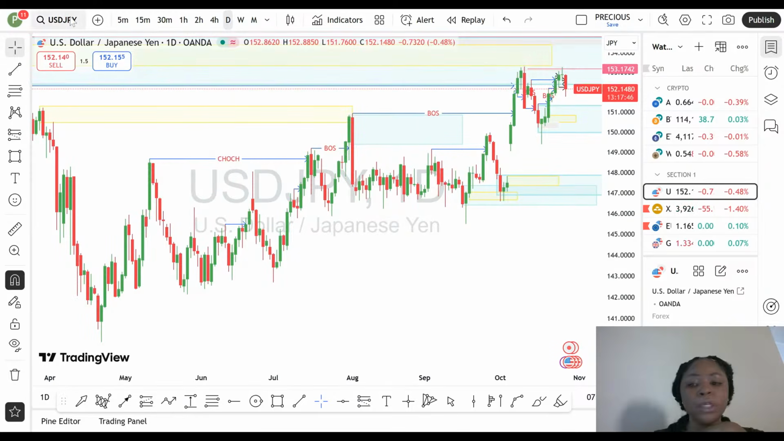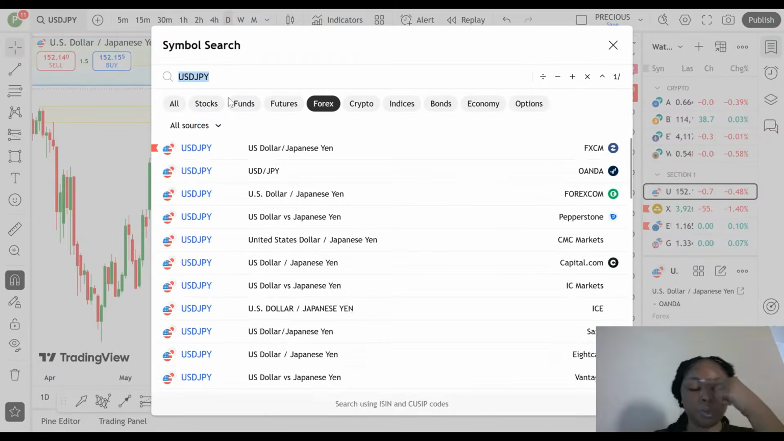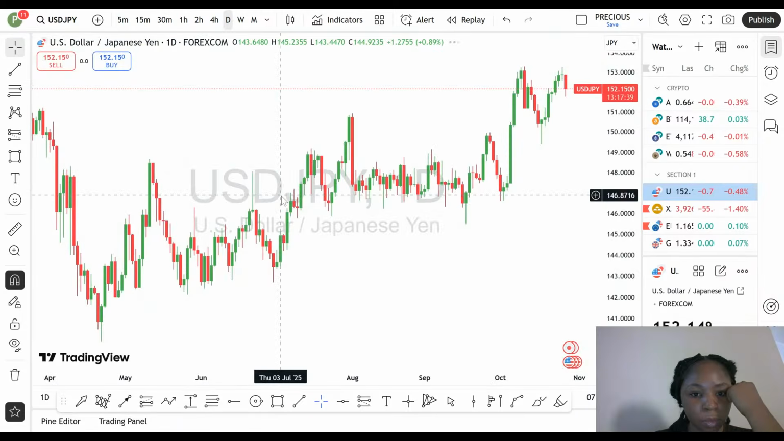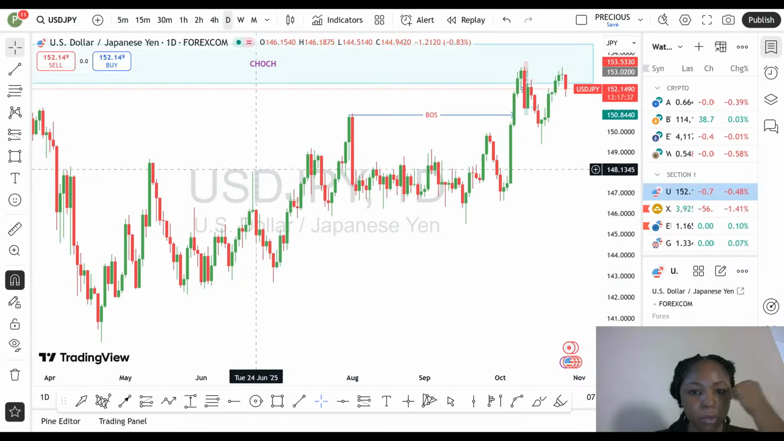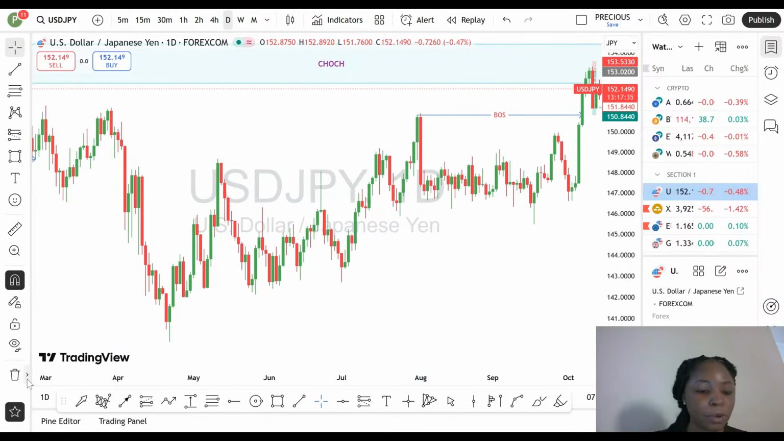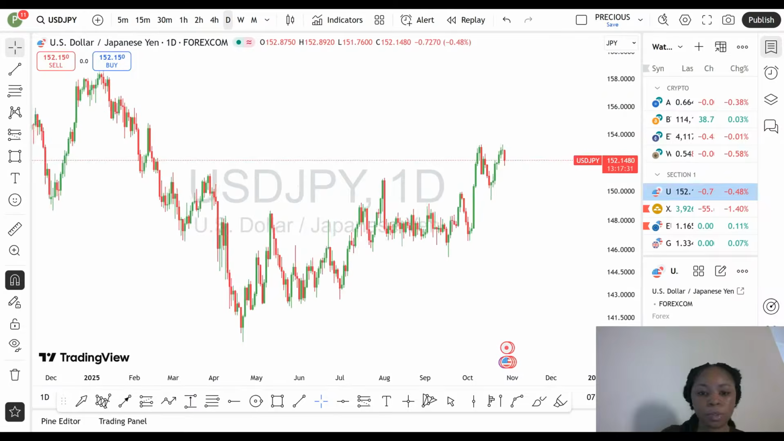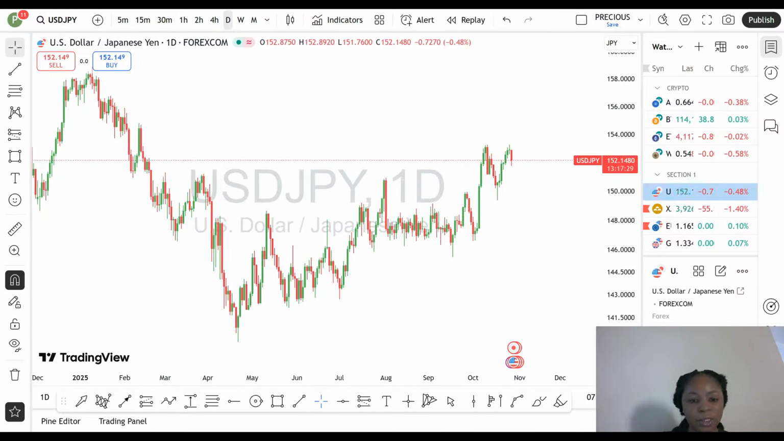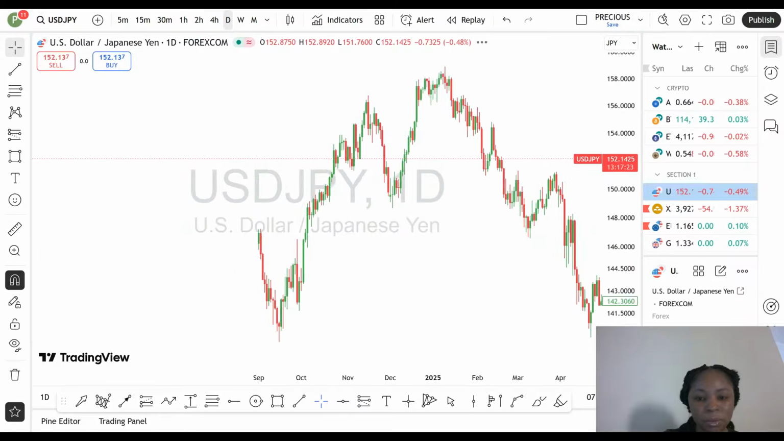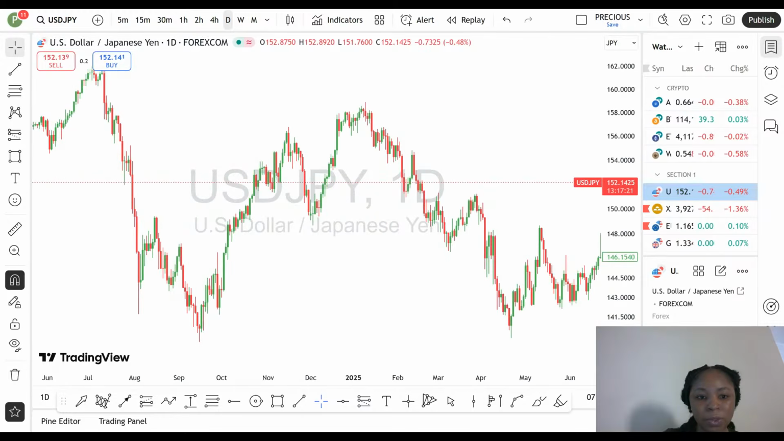Okay. Do you know what? I'm going to get a different pair, USDJPY. I have a lot here. And so I can show you guys something about market structure. Okay, so you guys can see this is how the chart is looking on the daily time frame.